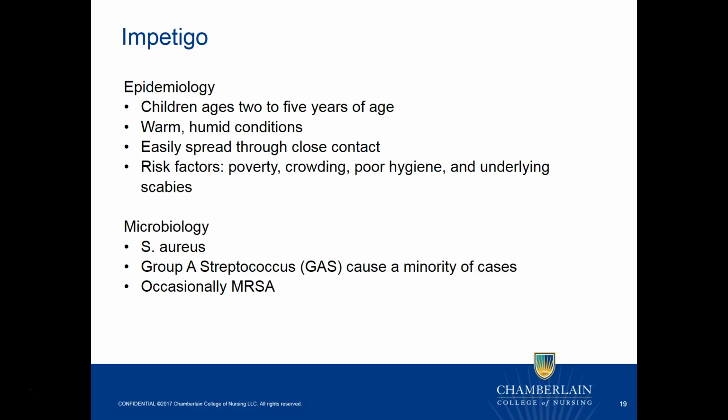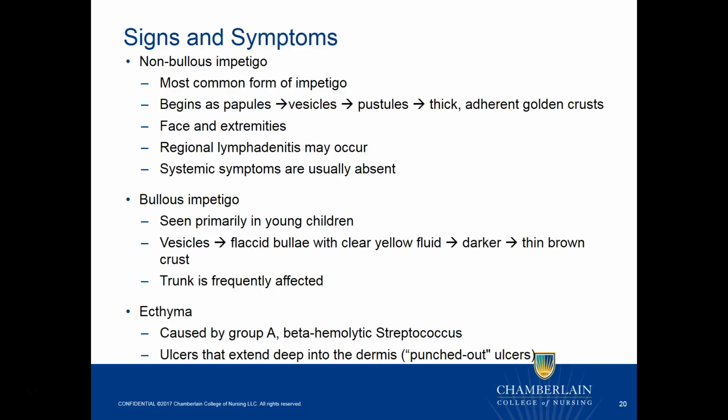Impetigo is primarily caused by Staphylococcus aureus. Group A Streptococcus causes a minority of cases, either alone or in combination with S. aureus. Occasionally, MRSA is detected in some cases of impetigo. Variants of impetigo include non-bullous impetigo, bullous impetigo, and ecthyma.